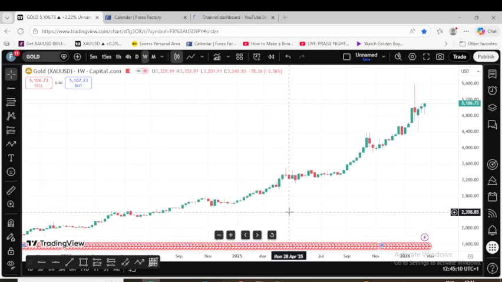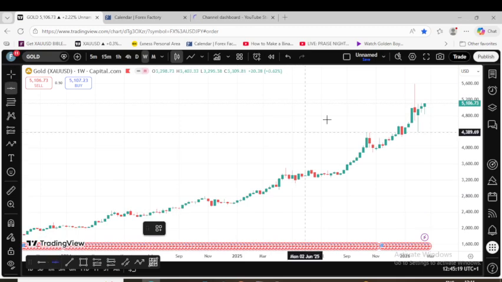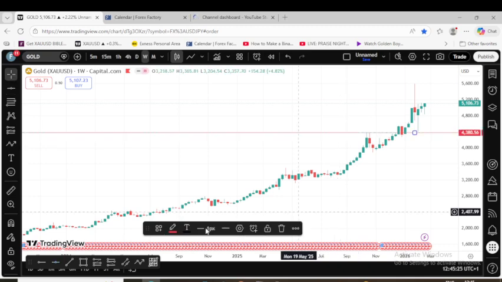Good morning, everyone. Today we're going to be doing some top to bottom analysis on gold, on XAU/USD. Usually, we'll start out with identifying our zones, which are support and resistance levels on higher time frames. Let's make this thicker. So this is a weekly zone.